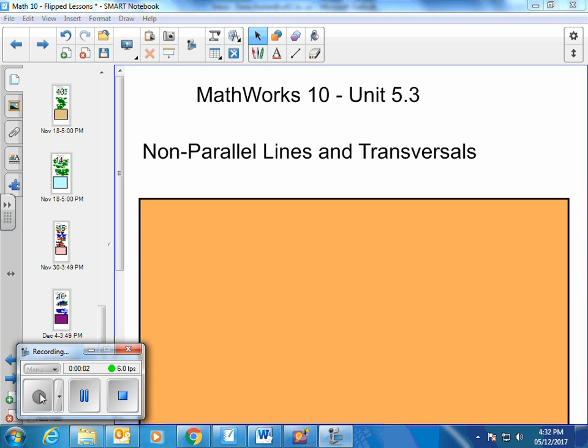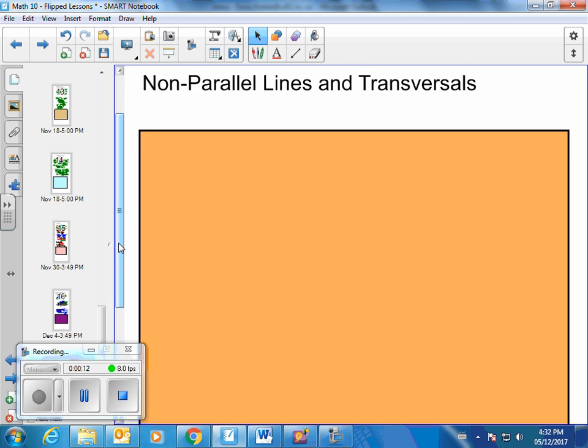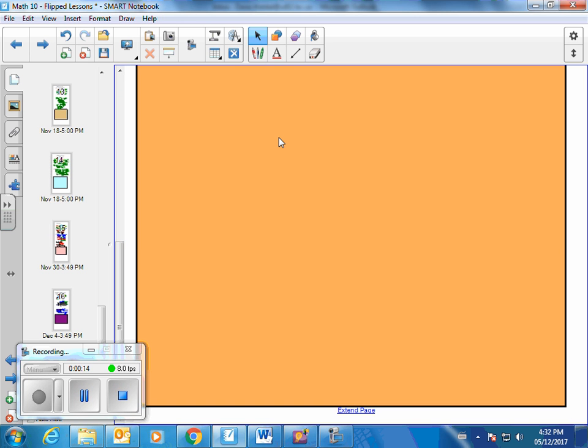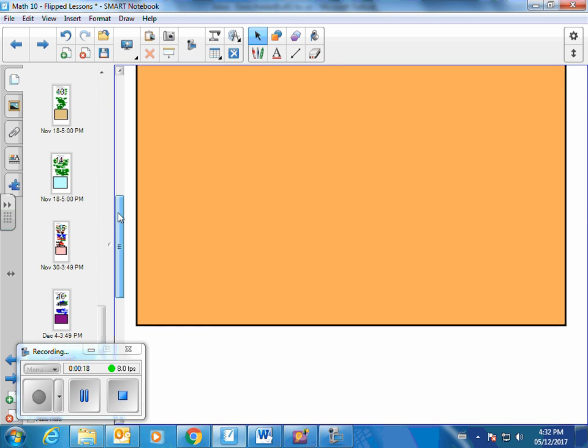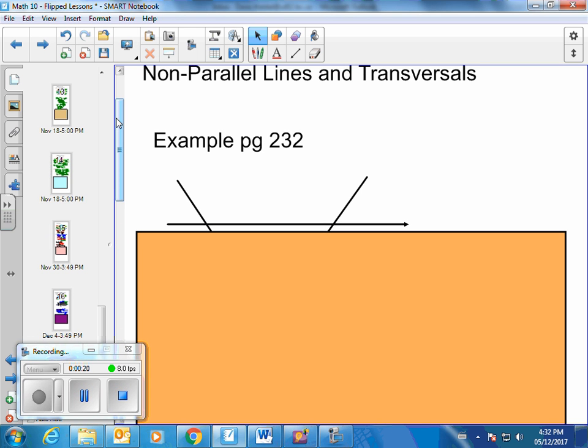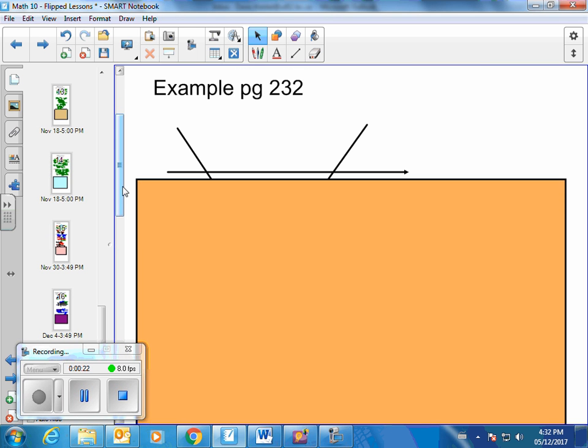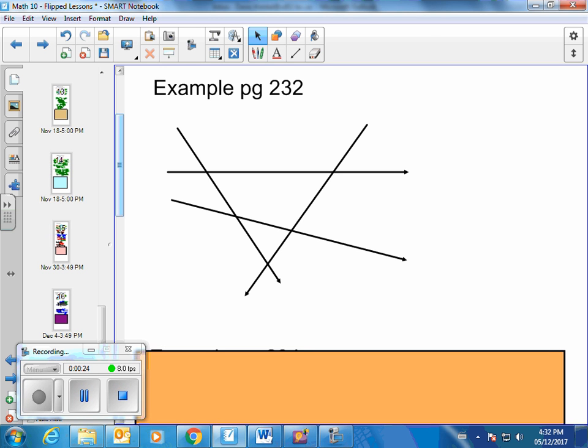Welcome to math class. We are continuing on in the MathWorks 10 workbook. We are starting on unit 5.3, which is the relationship between non-parallel lines and transversals, and particularly about how all those different angles interact with each other. So we're going to start off with the example that's on page 232.